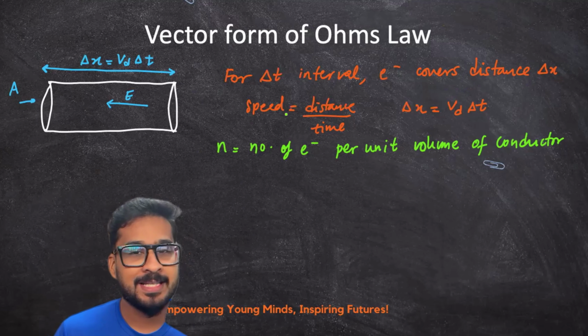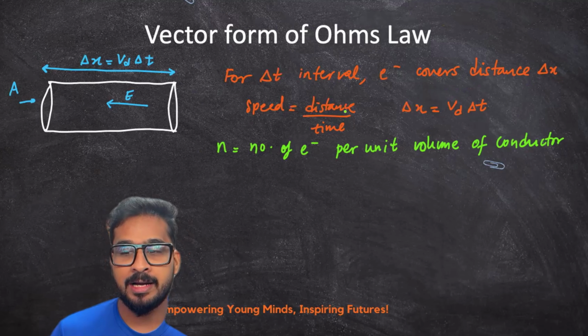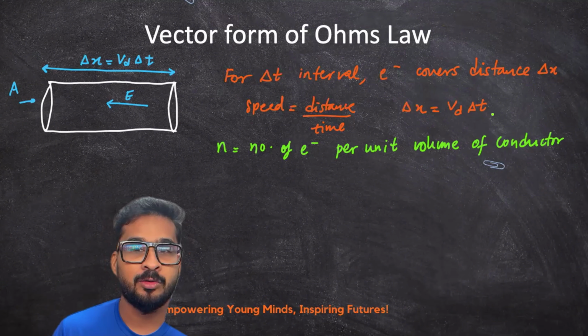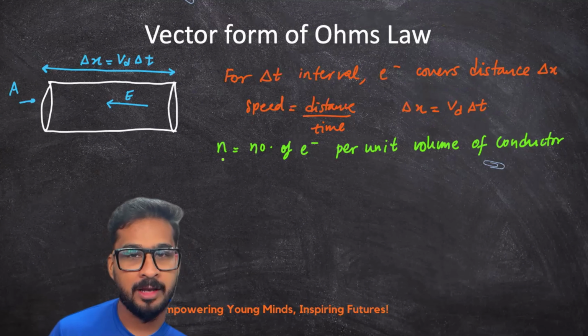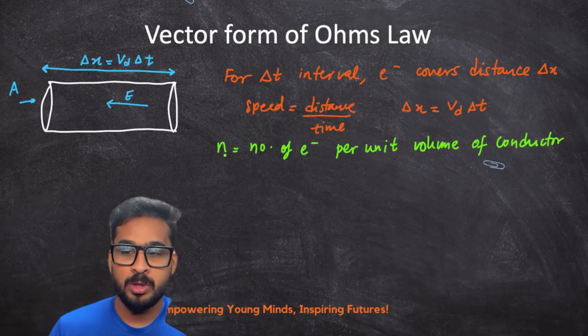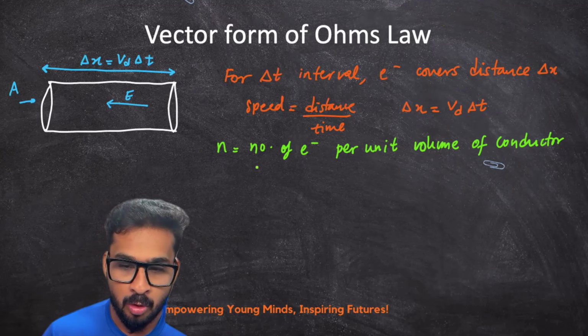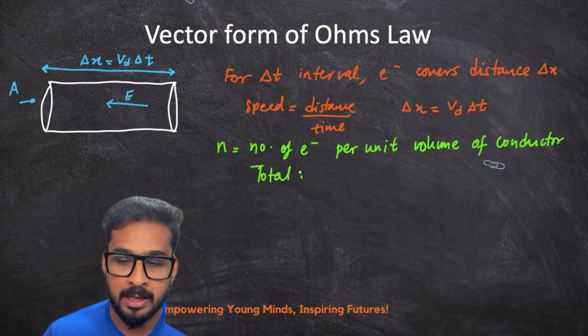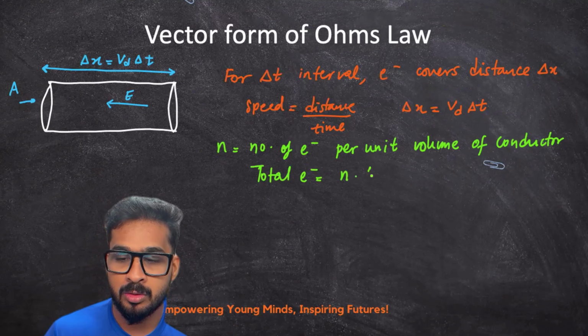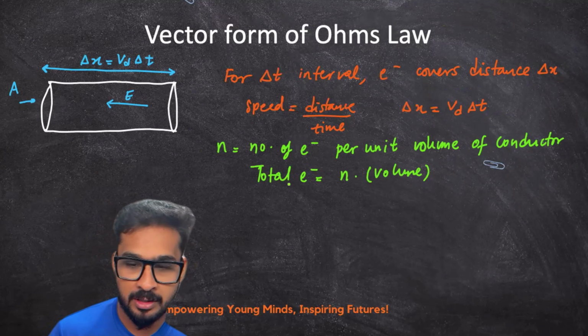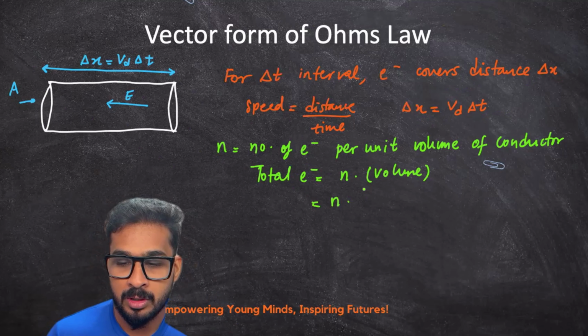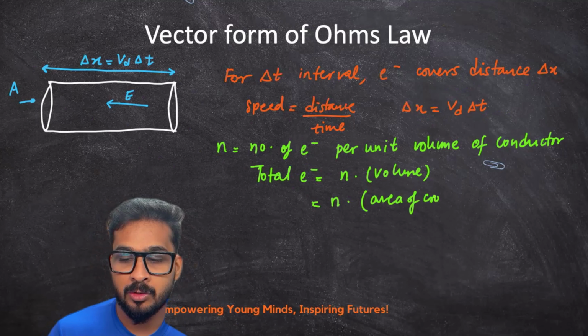We know that speed is equal to distance divided by time, and delta x is equal to drift velocity into delta t. Now let us define small n, which is the number of electrons per unit volume of the conductor. I can write the total electrons in this area. Total electrons is equal to n into volume. What is the volume of this cross section? That is equal to n into area of cross section into length.